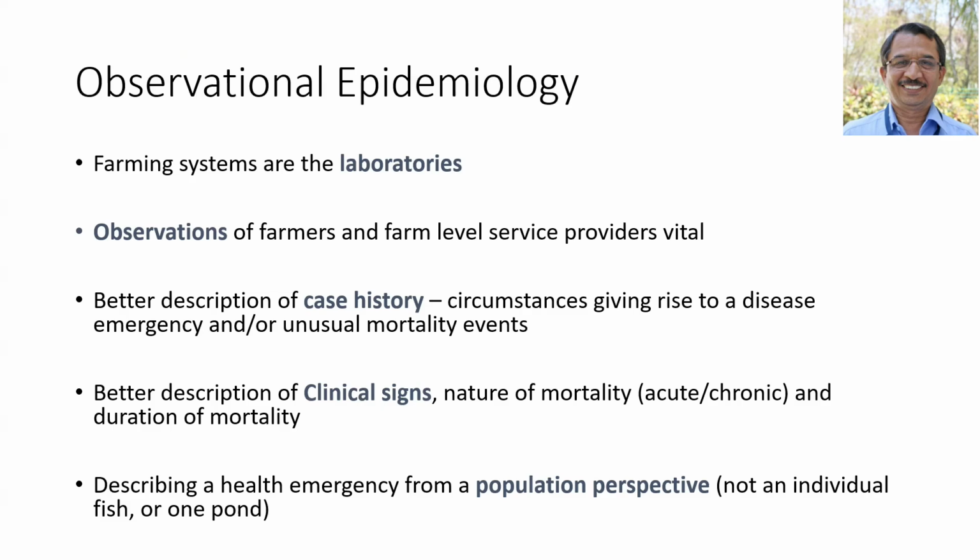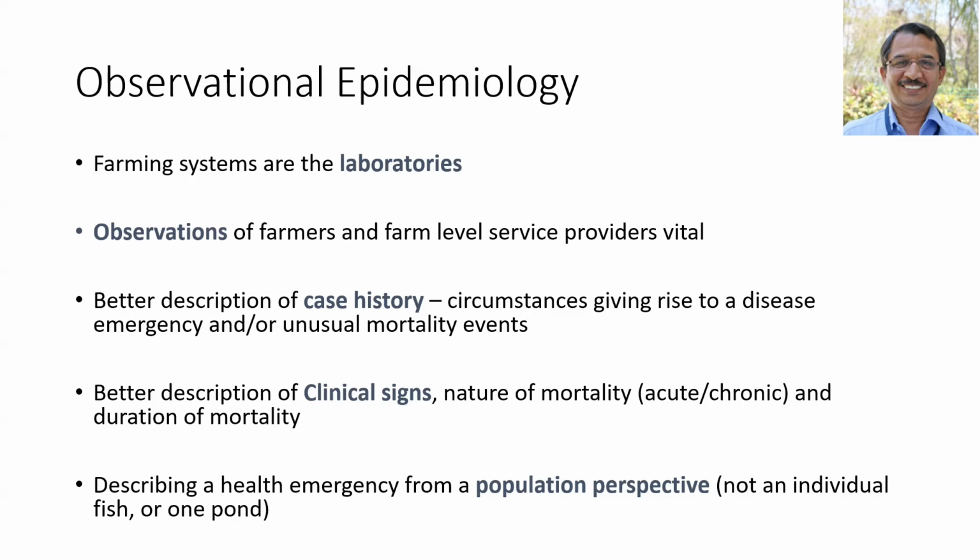Same is true with clinical science. Many times we tend to neglect clinical science, but clinical science and the nature of mortality, whether it's acute, dramatic, chronic, low, high, can give a lot of important information about the severity of a disease taking place within the organ systems of the fish. It can also tell us about the pathological changes taking place within the organ systems of the fish.